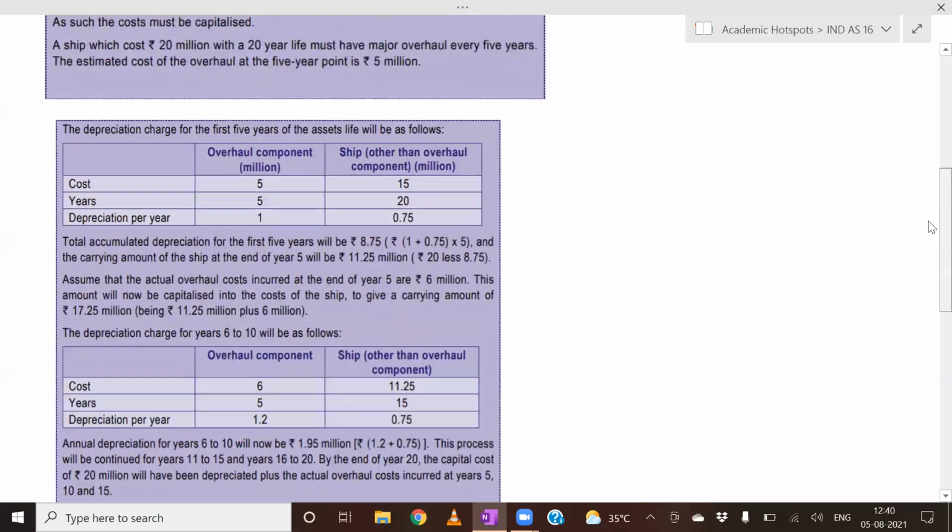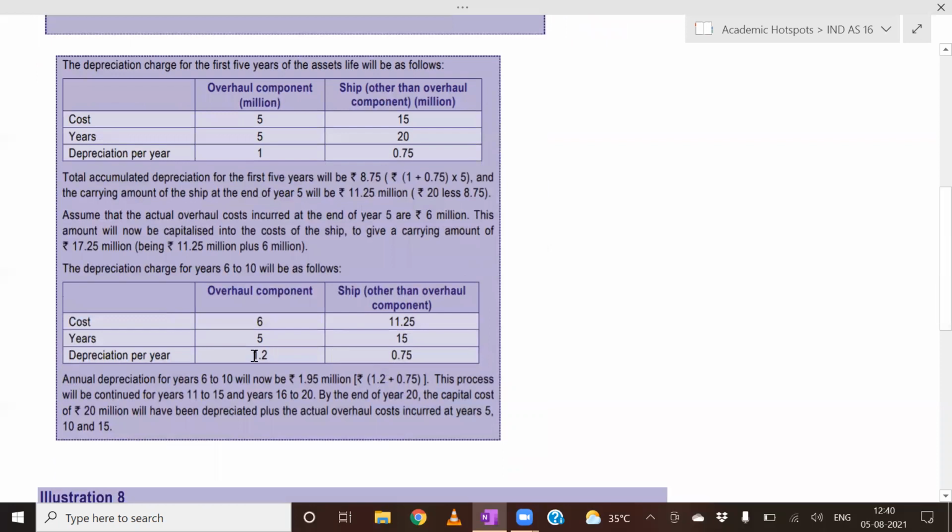However, in this case of an overhaul, it is only the new overhaul that happens and the previous one has already been fully depreciated. Hence, you just need to add this 6 million to the existing carrying amount of 11.25, which makes it 17.25. And now this again has to be bifurcated into the overhaul component and the ship other than the overhaul component and depreciated again with the respective useful life. So now the 6 million has to be depreciated over 5 years and this 11.25 over 15 years, because out of this 20 years, already 5 years are over.